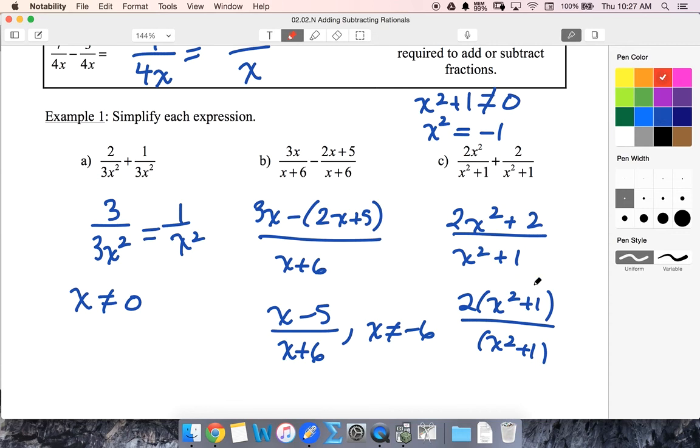I can just simplify and say that that whole expression turned into 2. And there's our first set, if we have common denominators.